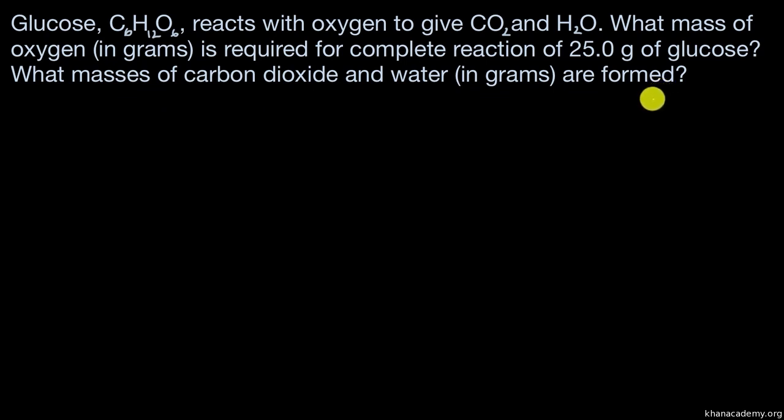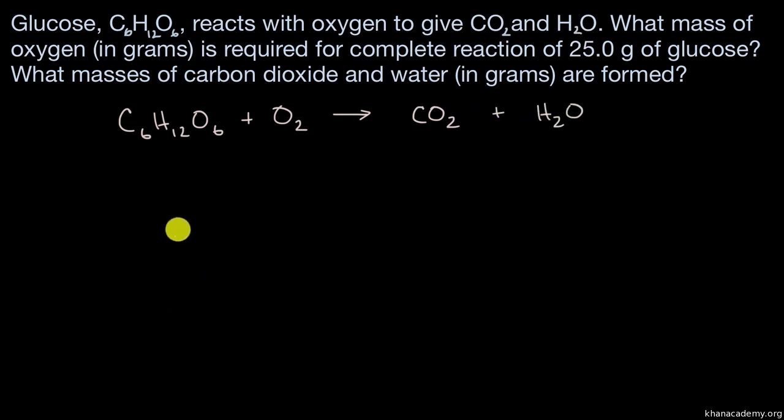All right, now first let's just set up the reaction. We have glucose, C6H12O6, which is going to react with oxygen. Now oxygen in its molecular form is going to be O2, and what it gives is carbon dioxide plus water. Now the next question is, are we balanced? Do we have a conservation of mass here?